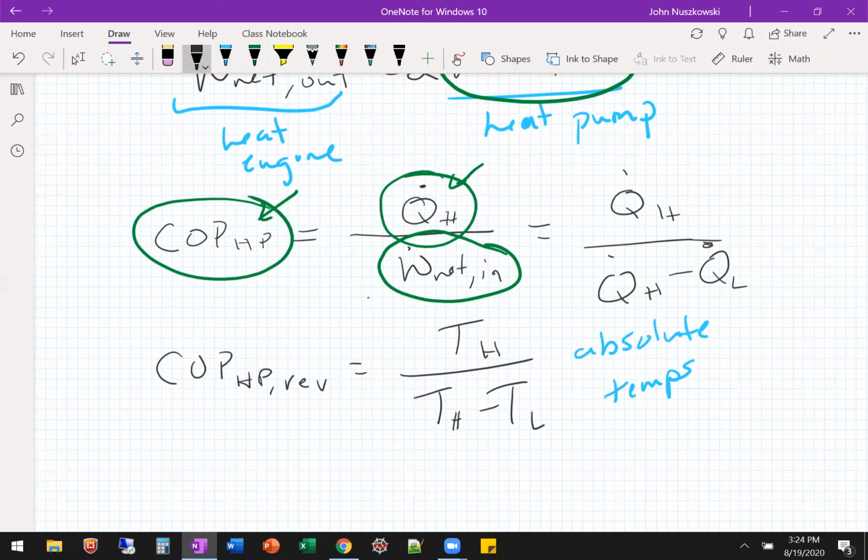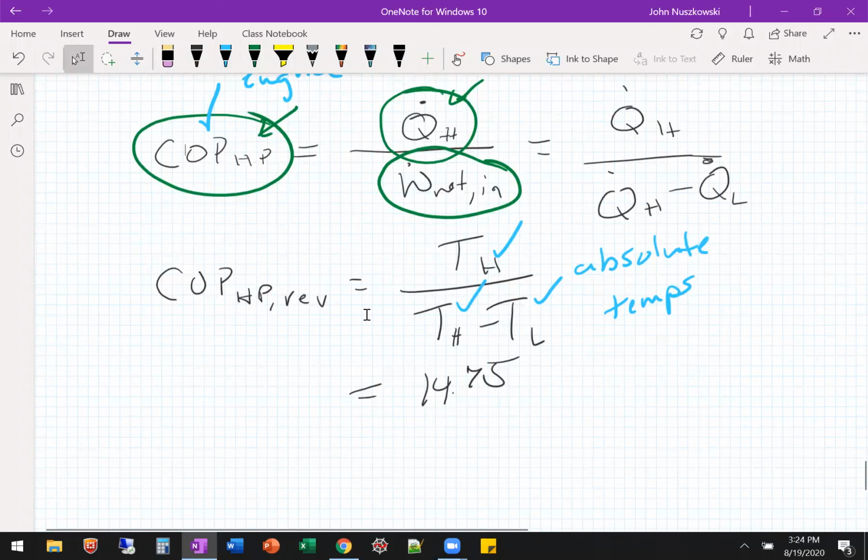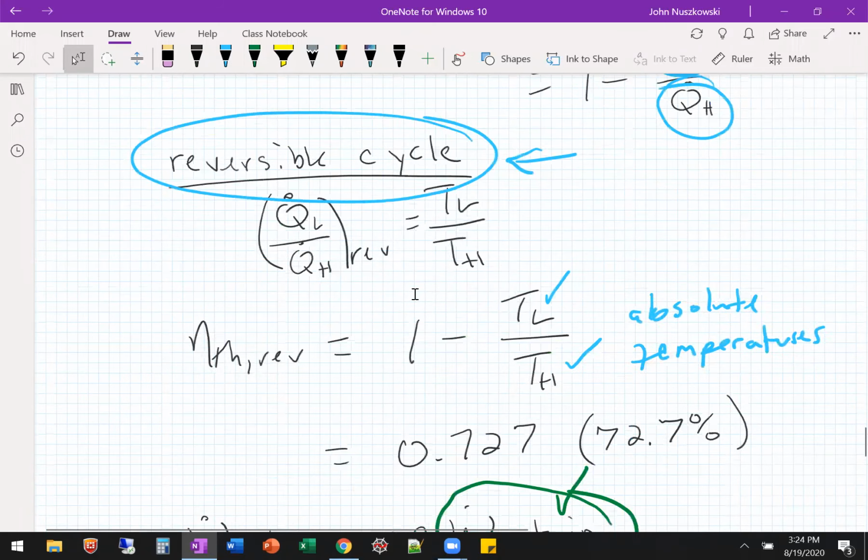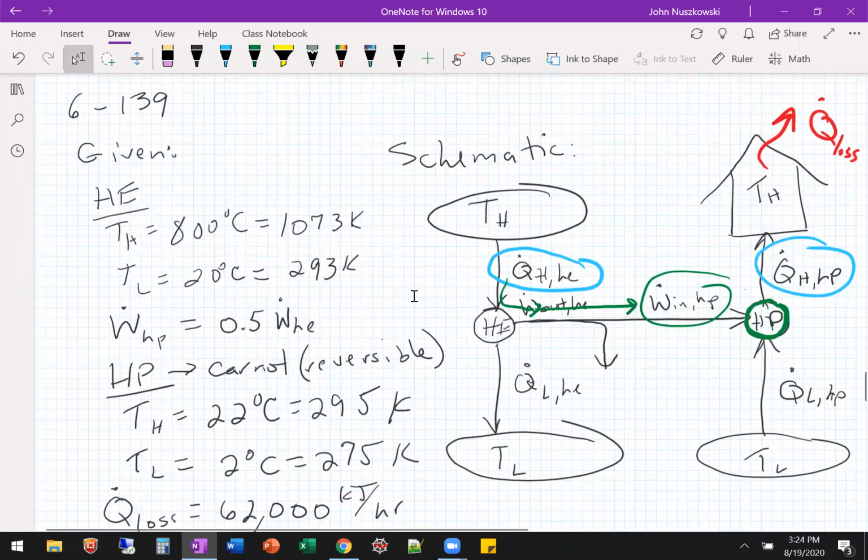We have TH, we have TL given in the problem, so we can solve, we get 14.75. Okay, so that means we have the COP. So the last thing we need to bound this problem is Q dot H. If we go up to our schematic, we need the Q dot H of the heat pump.